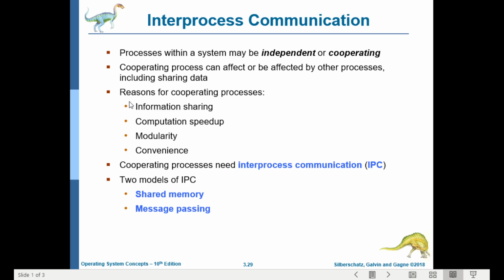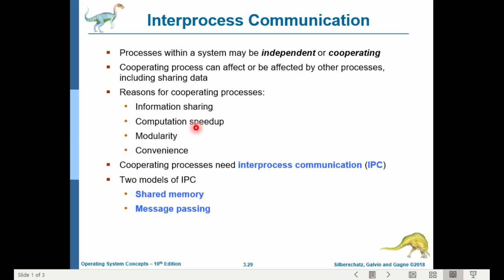So there are several reasons why we need cooperation among processes. Number one, information sharing. Since several applications may be interested in the same piece of information, such as copying and pasting, we must provide an environment to allow concurrent access to such information. Number two, computation speedup. If we want a particular task to run faster, we must break it into subtasks, each of which will be executing in parallel with the others.